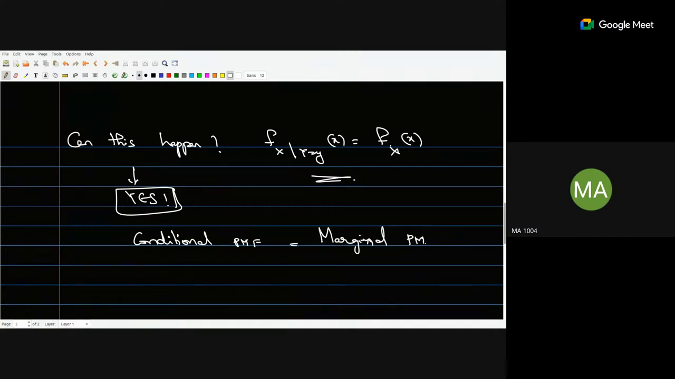What does it say? It is the same thing. If conditional is equal to the marginal, it says even though you condition anything on Y, that does not impact X, or even though you condition on X, that does not impact Y. So these two are independent of each other. You do something on Y and it will not affect X, and you do something on X and it does not affect Y. In short, the technical term is that these two are independent of each other. Whatever happens to X can happen, and whatever happens to Y can also happen, irrespective of the other.